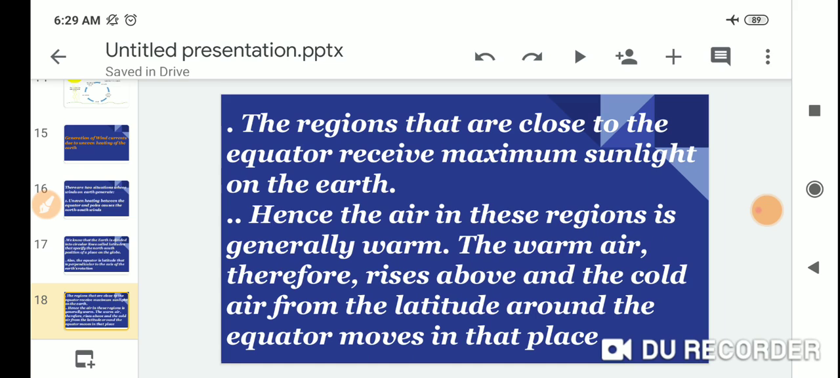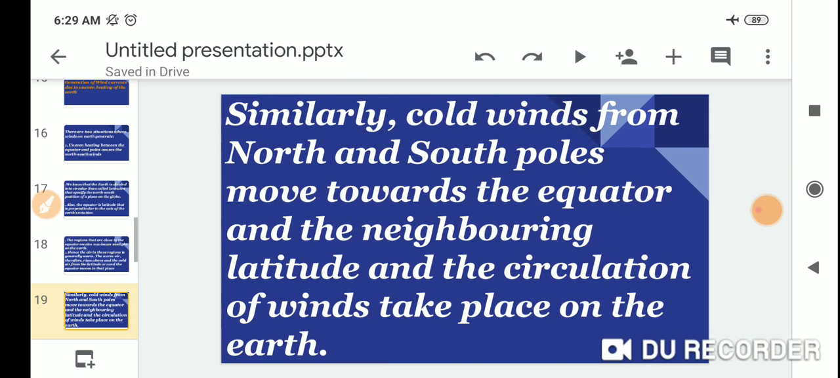The regions that are close to the equator receive the maximum sunlight on the earth. Hence, the air in these regions is generally warm. The warm air therefore rises above, and the cold air from the latitudes around the equator moves into that place.